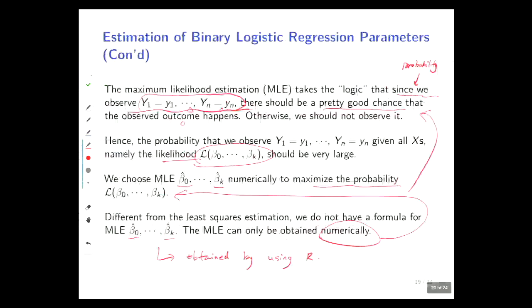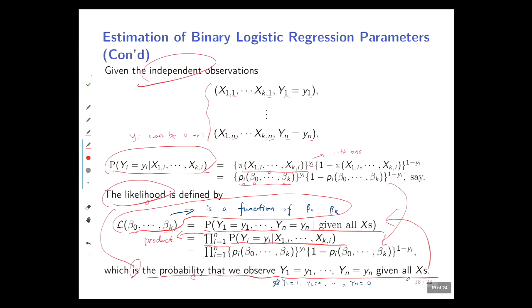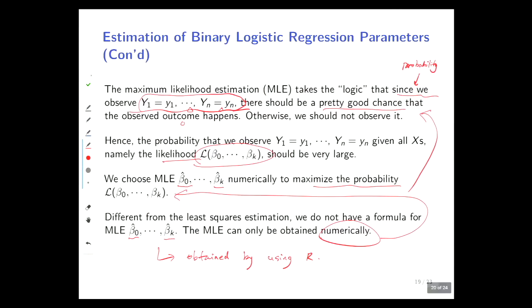Any questions about maximum likelihood estimation? I understand the derivation is not easy, but the more important thing is the conclusion and the brief idea behind it. Any questions?